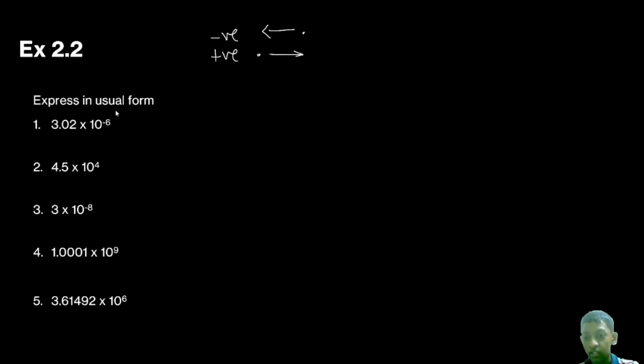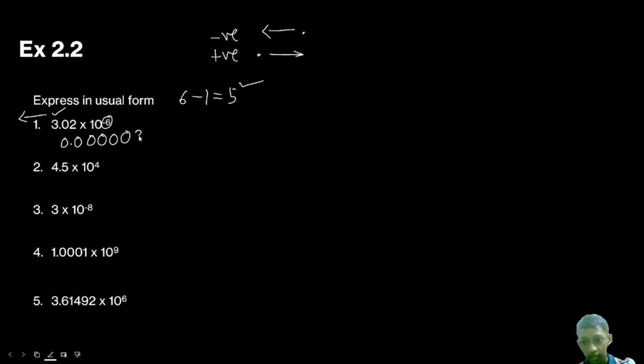So in the first case, we have a negative exponent, so the decimal has to move towards the left side. Since there is already a digit before the decimal point, let's subtract it. So this will be 6 minus 1, there's only one digit. So 6 minus 1 is 5. So 5 is the count of zeros. How many zeros we have to put after the decimal point? So this will be 0 point, and now the count of zeros starts: 1, 2, 3, 4, 5 zeros, and then 3, 0, 2. And this is the usual form for the standard form.